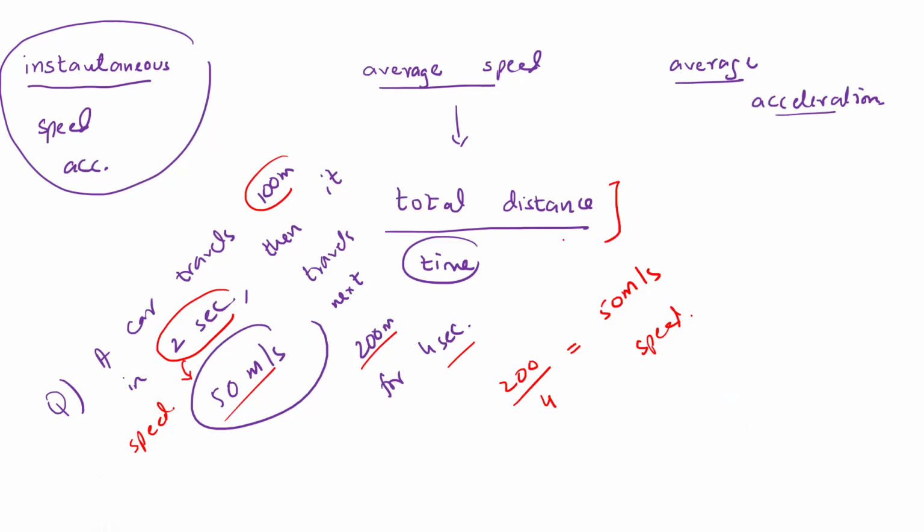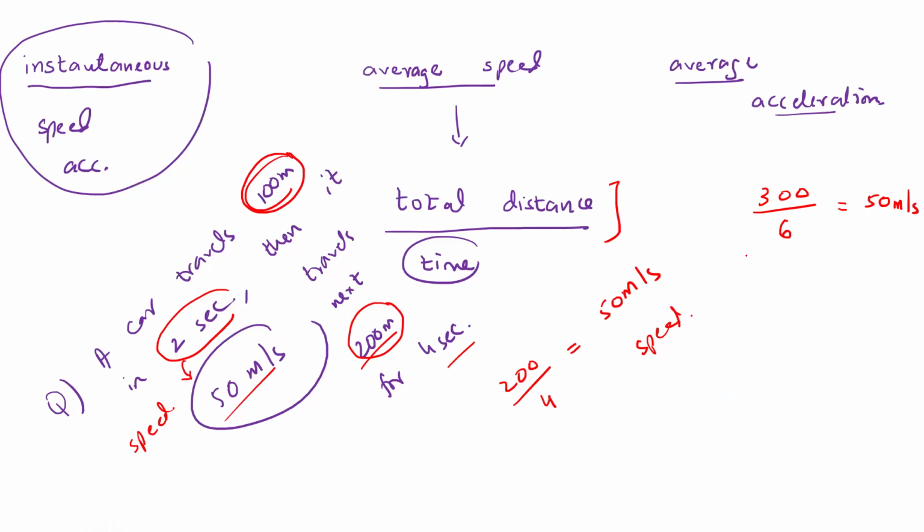That says total distance. So what's the total distance? The first part of the journey was 100 meters. The next part of the journey was 200 meters. So the total distance is 300 meters. What's the total time for it? That's 4 plus 2, that's 6 seconds. So this is 50 meters per second.